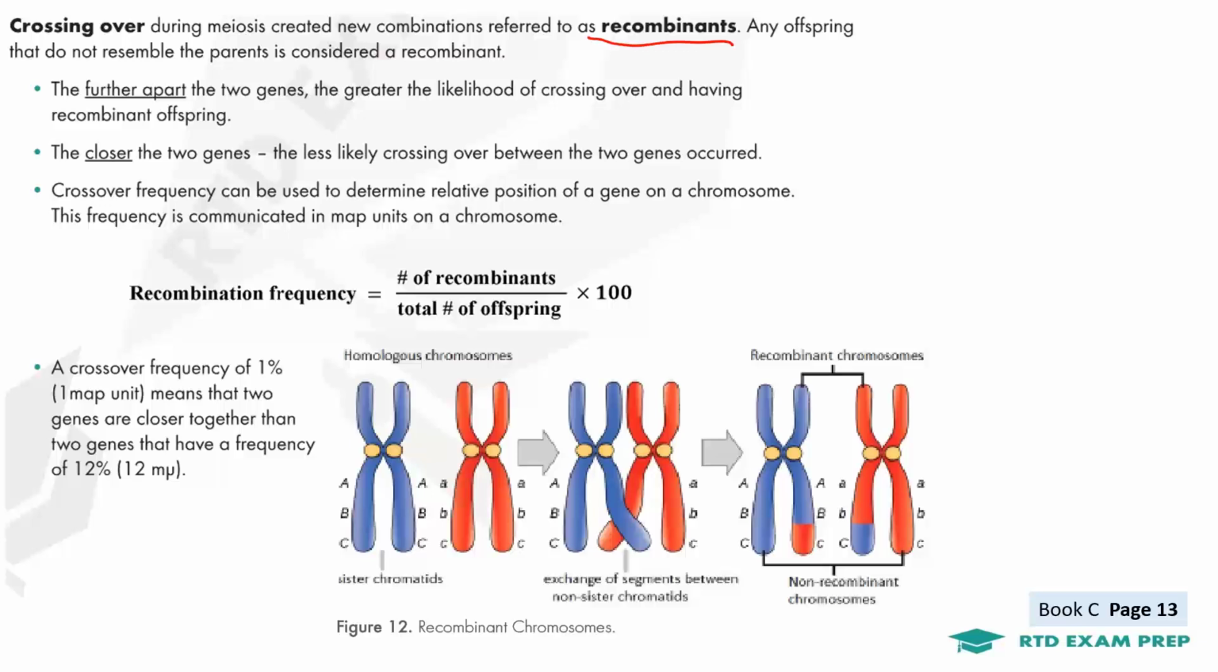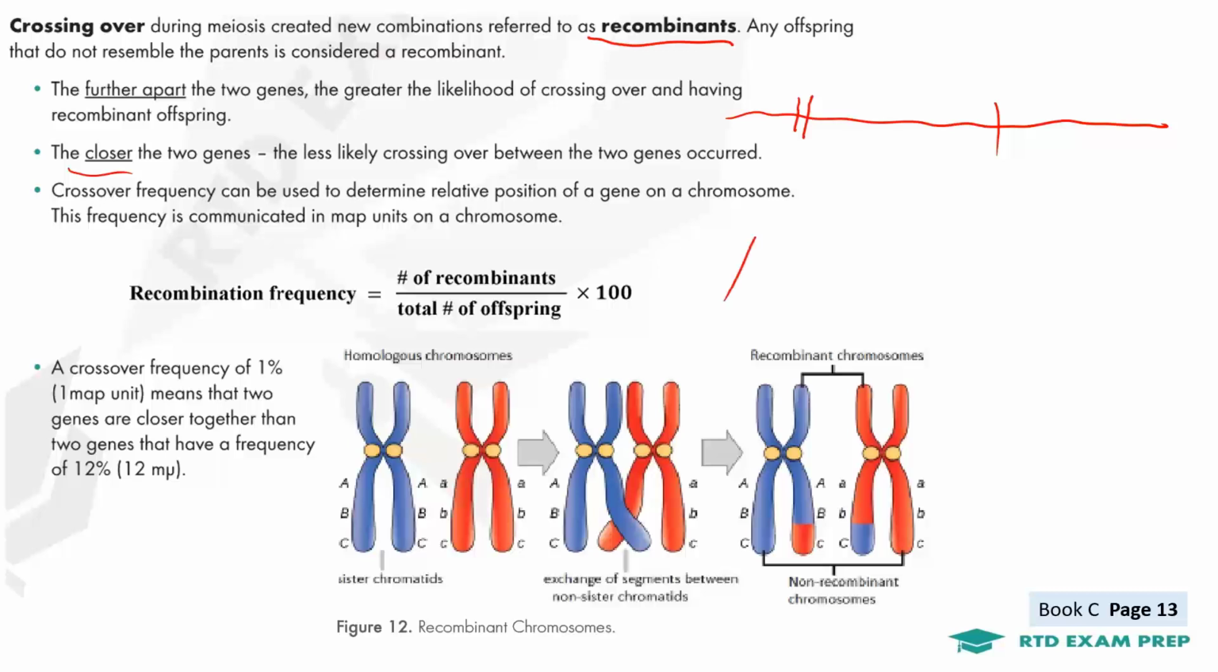I like to think of it as a long stick. If you have two genes or two alleles here, and they're close to each other, and you randomly snap the stick, remember crossing over is breaking a fragment. The ones that are closer together are likely to stay together. Ones that are further apart are more likely to be separated. And that's what this means: the closer the two genes, the less likely crossing over occurs.